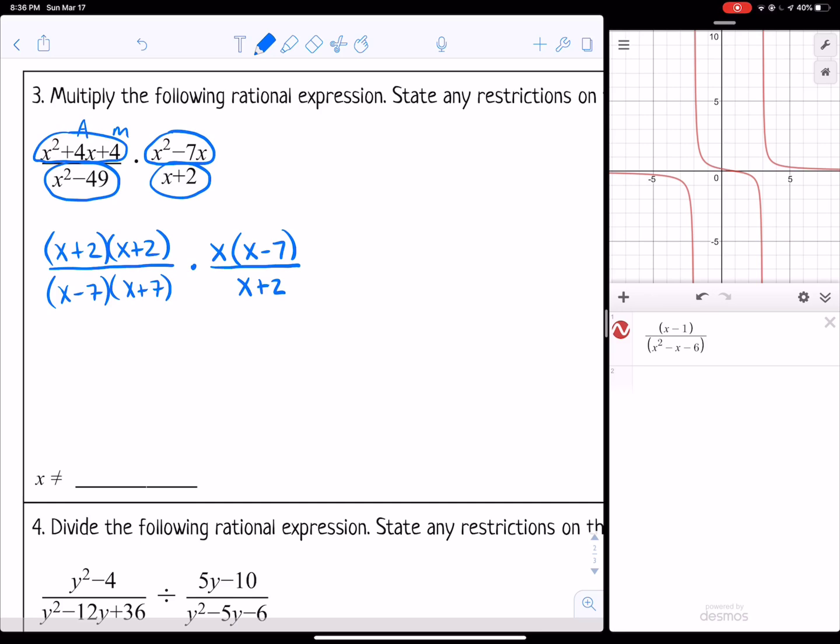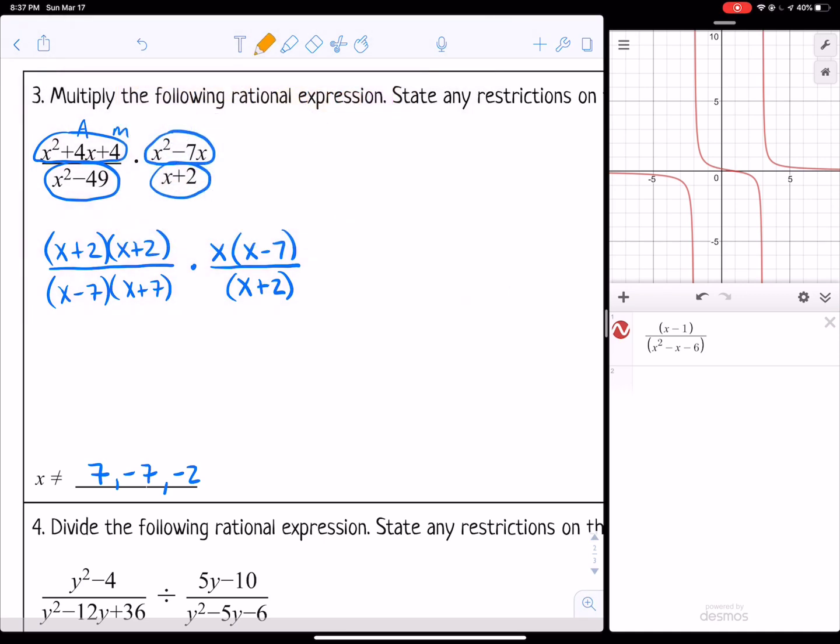So in my denominator, I have 3 places where it could possibly equal 0. So I would say x cannot equal 7, or negative 7, or negative 2. And just write those at the bottom. Those are the values that would make those denominators, those binomials in the denominator equal to 0. And none of them can equal 0.